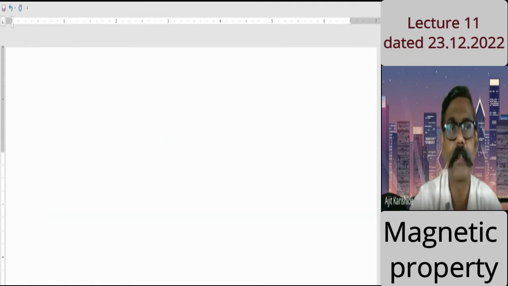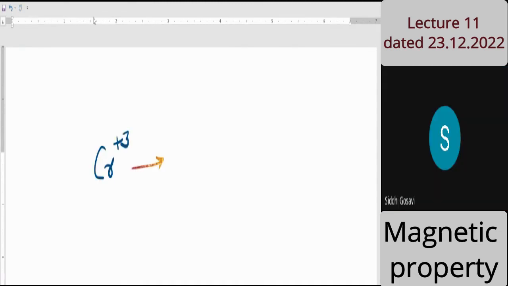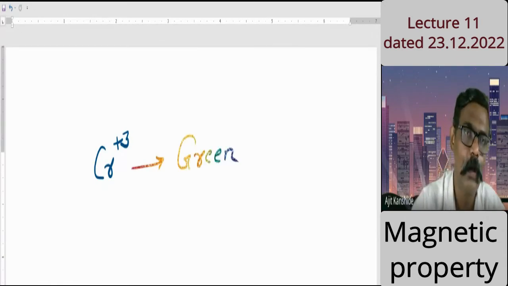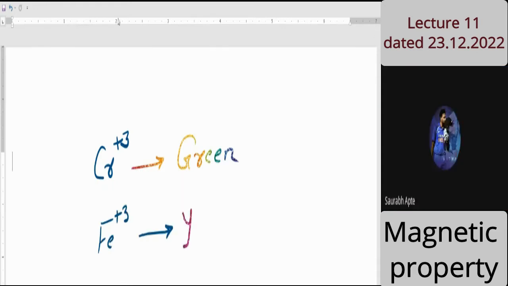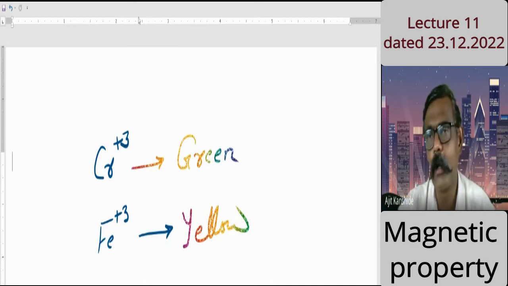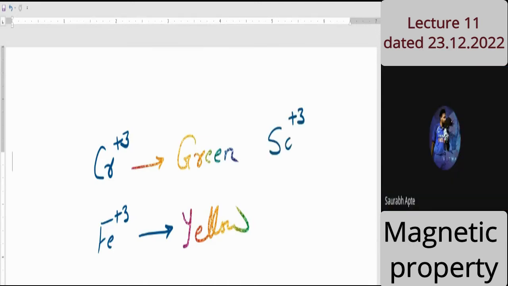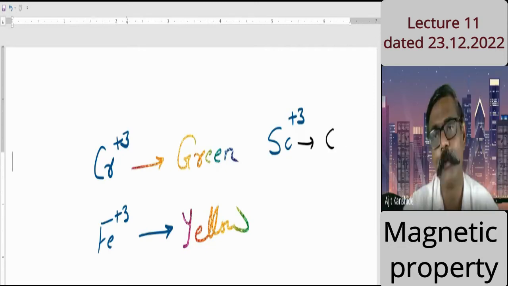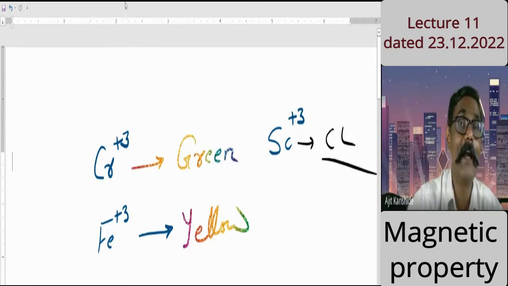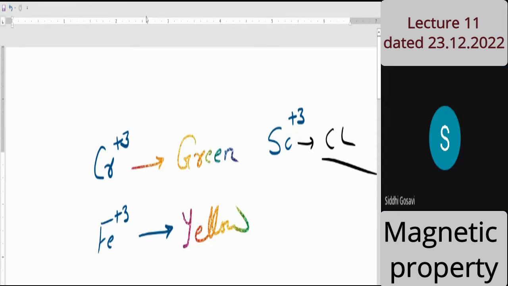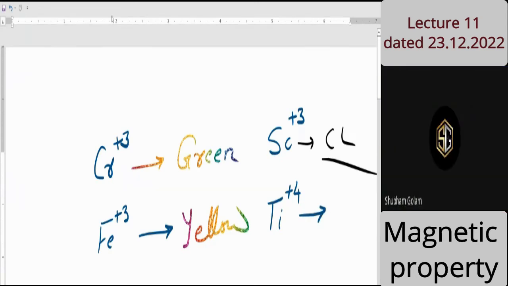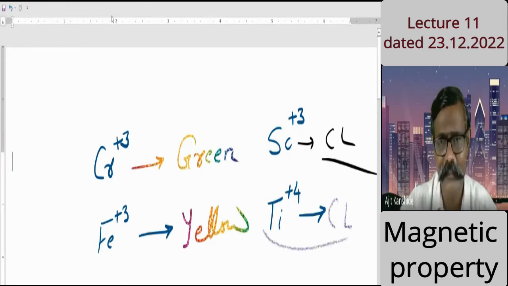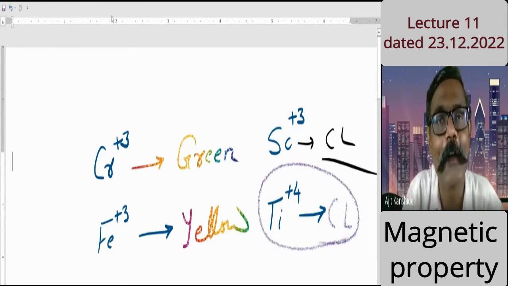A few metal ions we discussed and their colors. What is the color of chromium +3? Green. What is the color of Fe +3? Yellow. What is the color of scandium +3? Colorless. Which metal ion was there where I was confused and committed a mistake? Titanium +4. What's the actual color? Colorless. But I said it wrongly, that it is yellow or blue in color. That also you will remember.